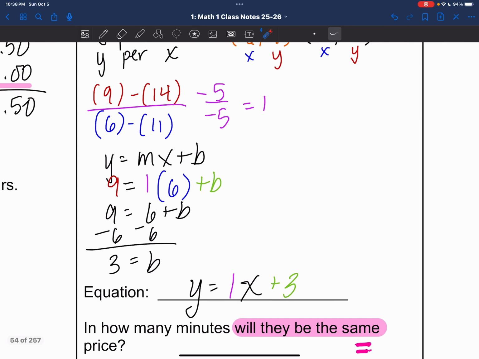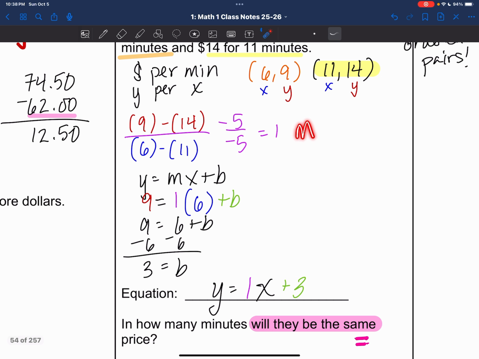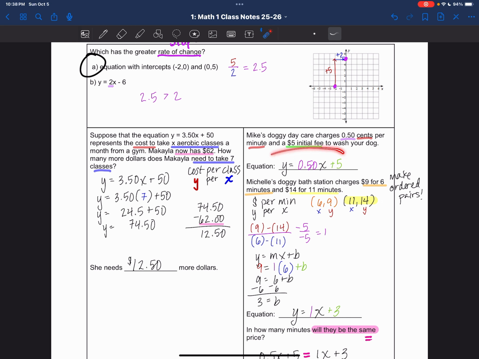And I'm going to subtract 6. I've got 3 equals b. So now b is your y-intercept. So we said this is your slope, this is your y-intercept. We're putting it together in an equation. So we've got an equation for Mike, and we've got an equation for Michelle.